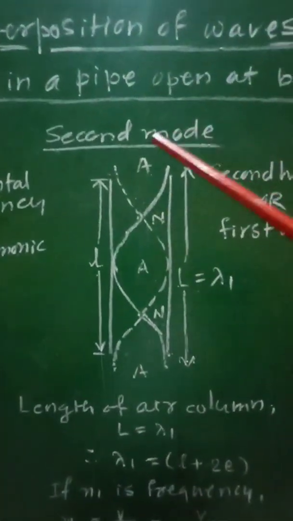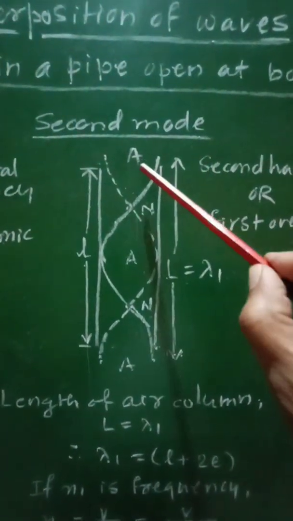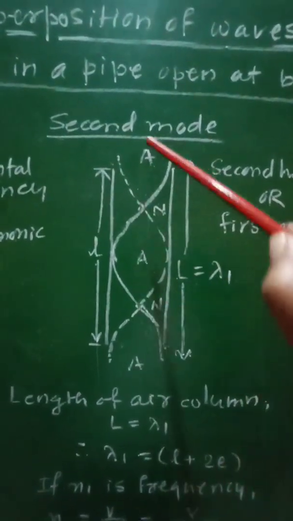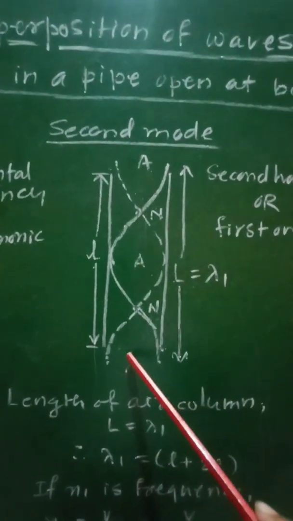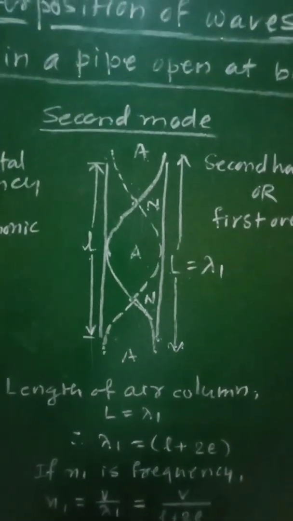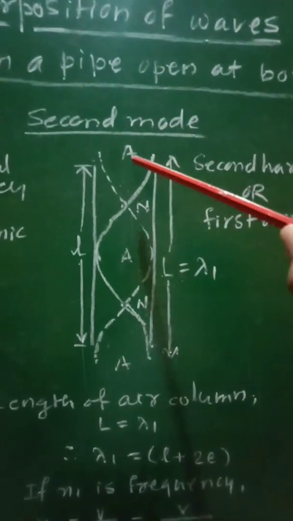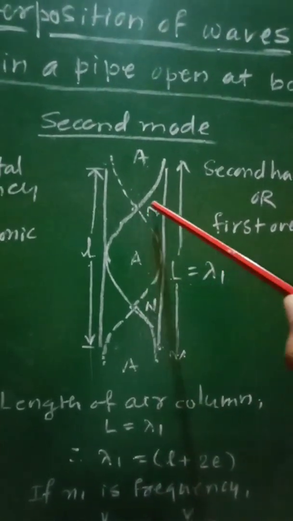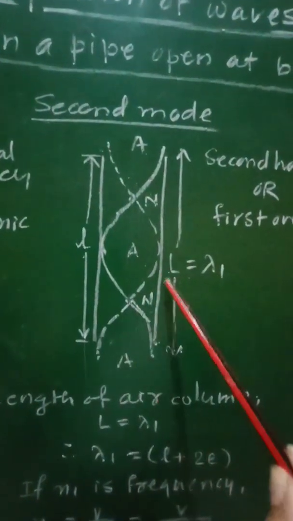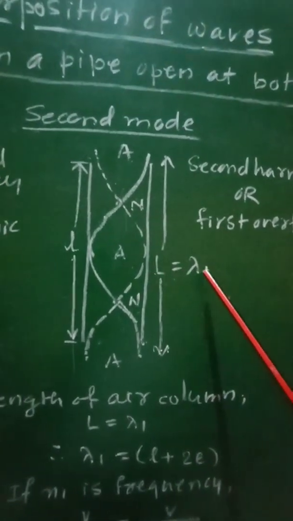Now let us consider the second mode of vibration of the air column. When this air column is vibrating in the second mode, there will be formation of three antinodes along with two nodes. Again, if lambda 1 is the wavelength of the wave, then the length of the air column L will be equal to lambda 1.